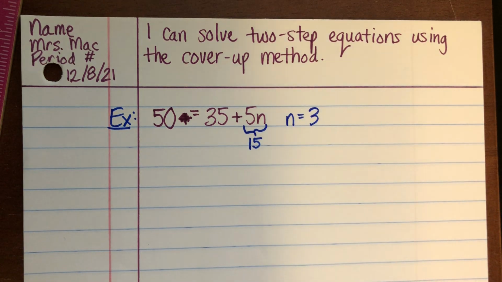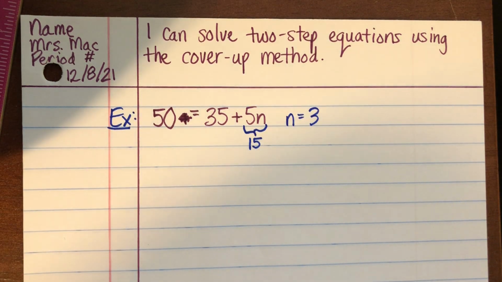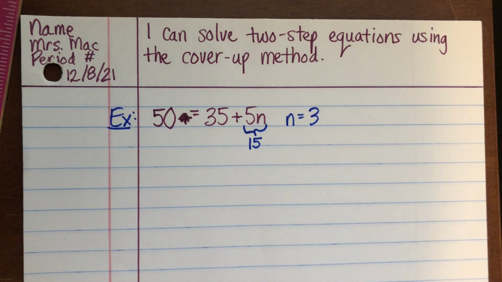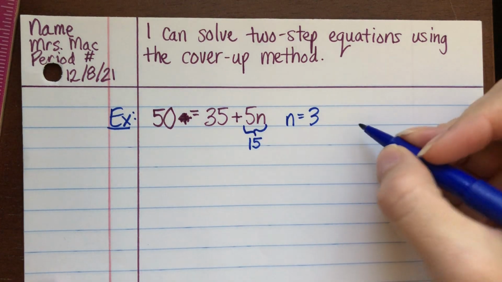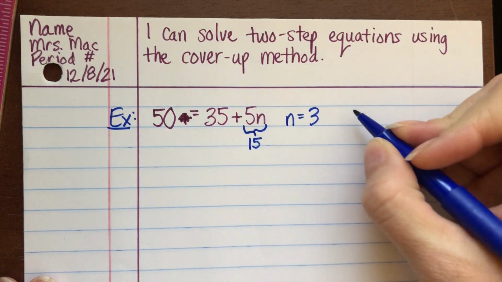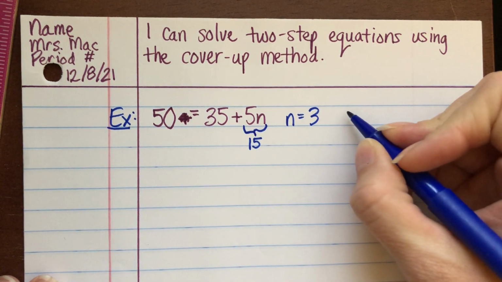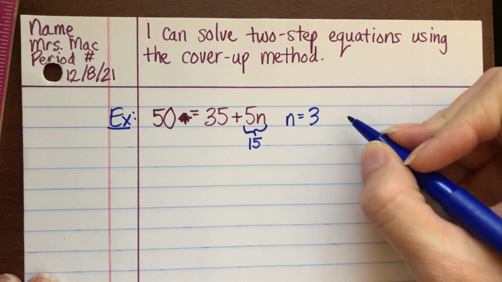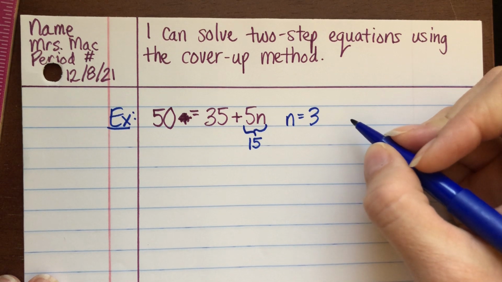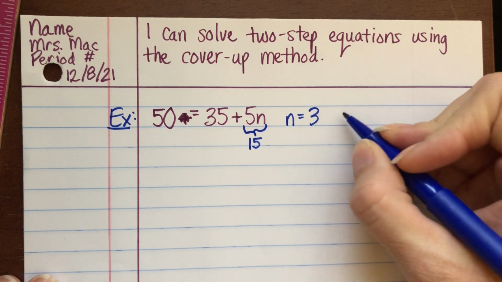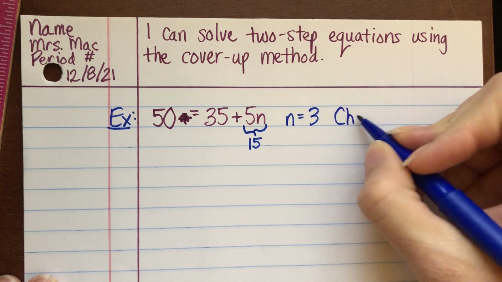So that's how the cover-up method works. Pretty simple, right? This is not a new form of torture. This is really important, and you need to be able to do this. You have to check your answers every single time that you solve an equation. It may not seem important right now, but we're going to be going into multi-step equations after this, and you absolutely have to check your answer, okay? All right, so let's check it.